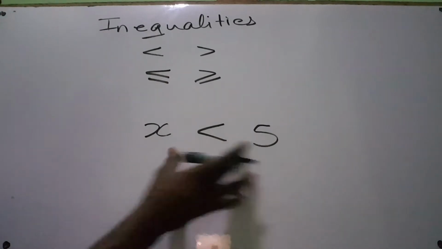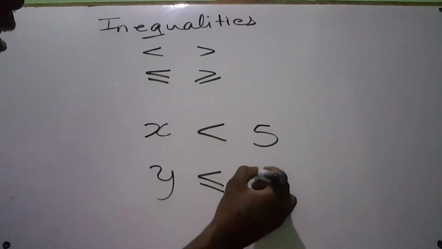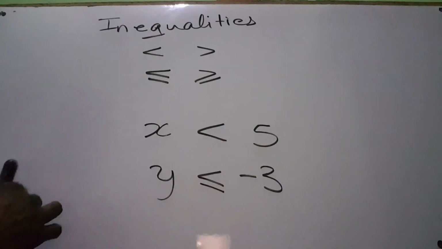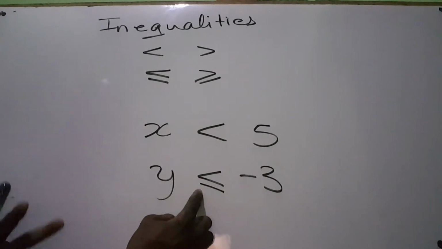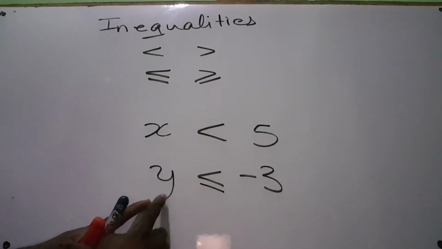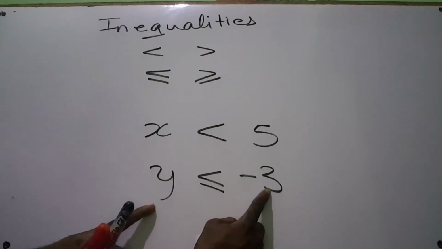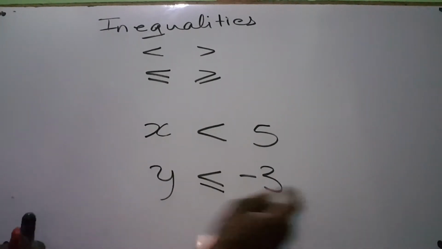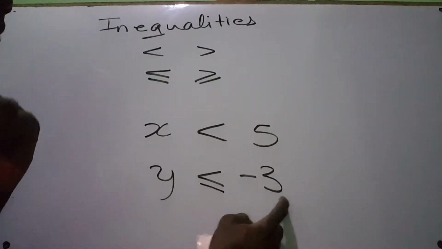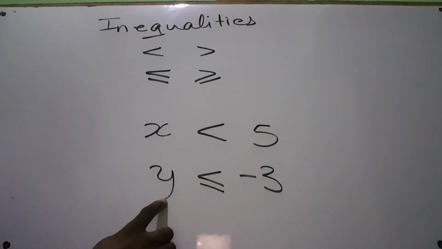Now, another aspect of these signs actually occurs when we have a double bar underneath it. And this one states that there's an equal. So if I'm reading it from this side, from left to right, I'll say y is less than or equal to -3. But if I'm reading this from that side, I'll say -3 is greater than or equal to y.